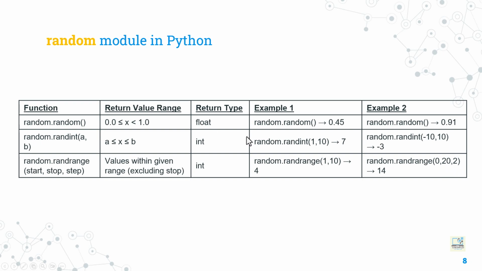Okay. So these are the three functions which are very useful under the random module. The first function in this list, you can see the return type is float. So this returns a floating point number. So the result comes in point. Okay, the remaining two are return type int.